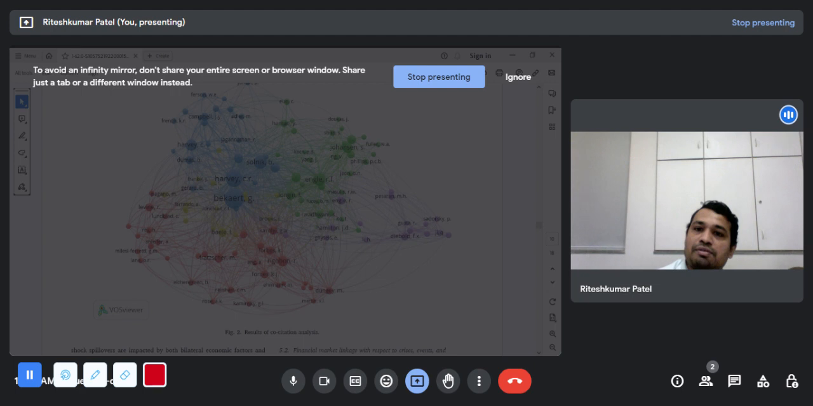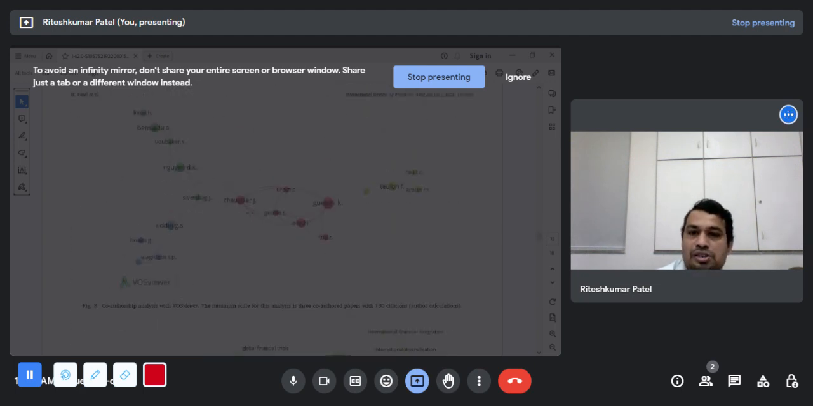So that is that their article has received more citations. Okay, this is a co-authorship pattern. Here I took a scale of minimum 3 co-authored papers with 130 citations. So this gives me an idea that if an author is writing 3 papers and they have 130 citations, that article comes into place.